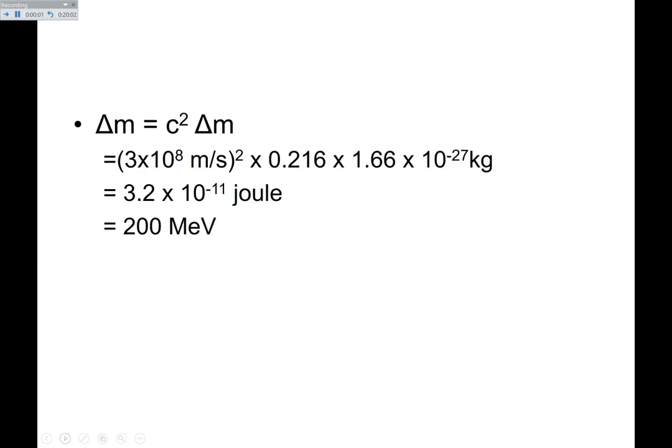So here's the calculation. Oh, spot the typo. There is a typo in this slide. I'm afraid there's no Mars bar for spotting what it is. I'll leave you to correct that. We can work out that the change in mass is 0.216 atomic mass units. The 1.66 times 10 to the minus 27 is the mass of 1 atomic mass unit. And then we just need a calculator to work it out.